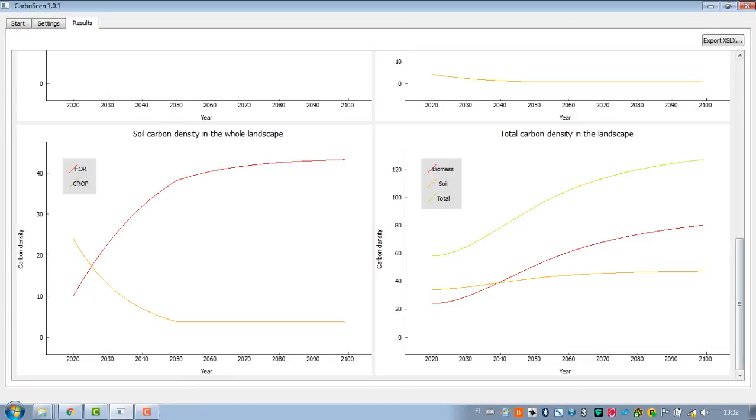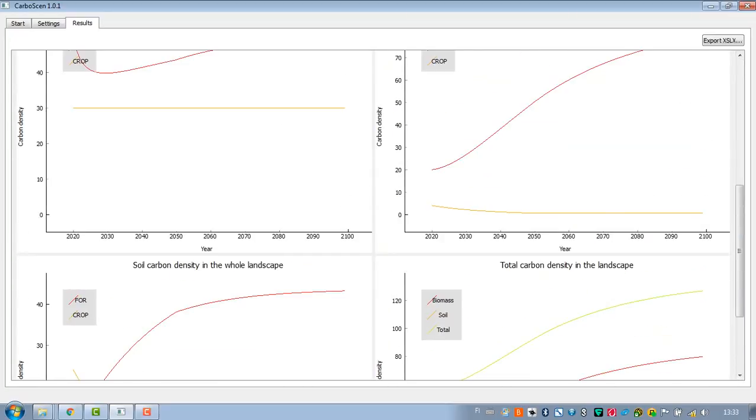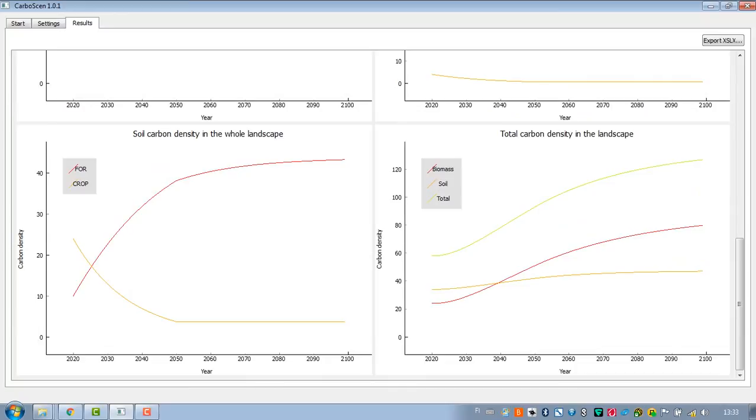Yeah, this is maybe, to many users, maybe to you as well, the most interesting graph, because here we can see the total carbon density in the landscape. And here the legend is different, because there's biomass, soil, and total. So total is biomass plus soil. So the green line here is orange plus red.